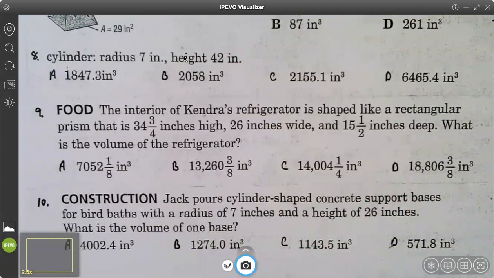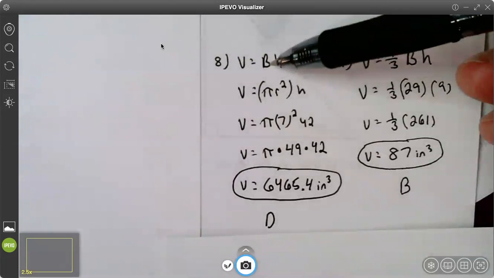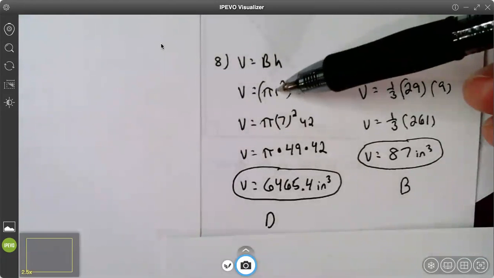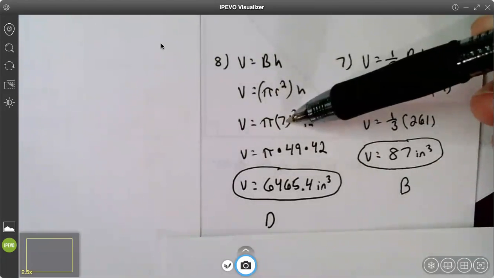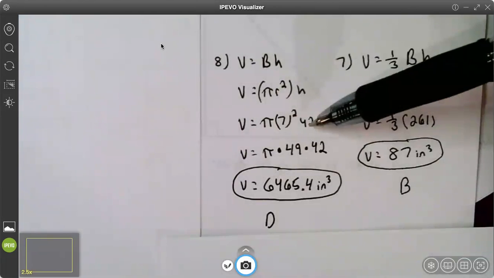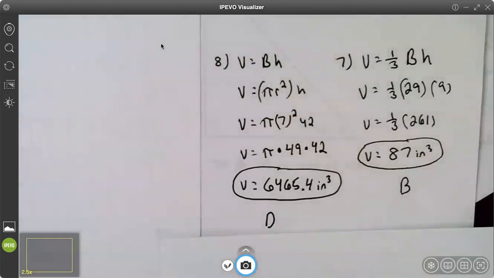Number 8, volume of a cylinder has a radius of 7, a height of 42. The answer is B. Cylinder is a circular prism, so you have to do pi r squared to get the area of the base. Your radius was 7. 7 squared is 49. Your height was 42. Pi times 49 times 42 gave you D.